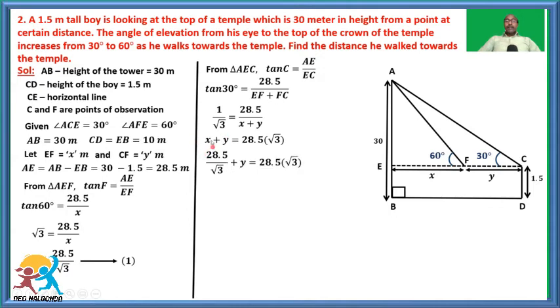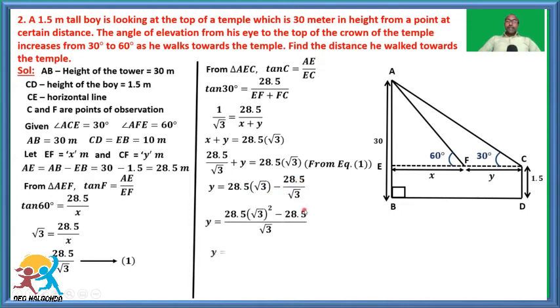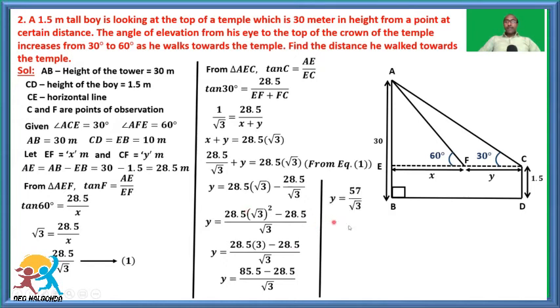But already we got that X is equal to 28.5 by root 3. So substituting X equal to 28.5 by root 3, we got Y is equal to 28.5 into root 3 minus 28.5 by root 3. So by simplifying, we got like this. Okay, you know the process of the simplification. So finally, we got Y is equal to 57 by root 3.